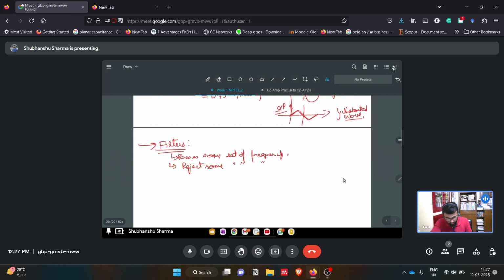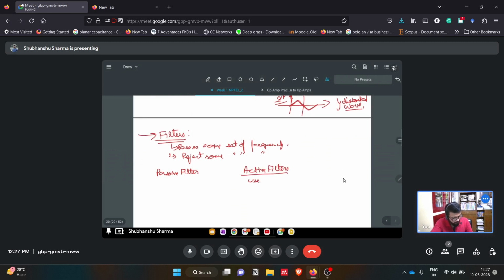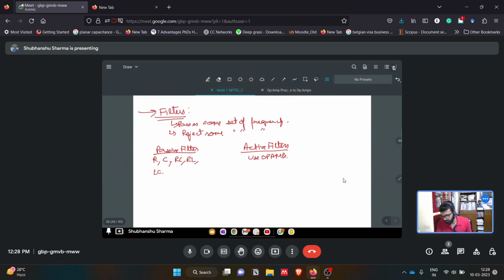Based on this, we have passive filters and we have active filters. These active filters use op amps, which we'll be seeing after some time. Passive filters use R and C circuits, the combination of R and C, or they can also use RL or LC circuits.